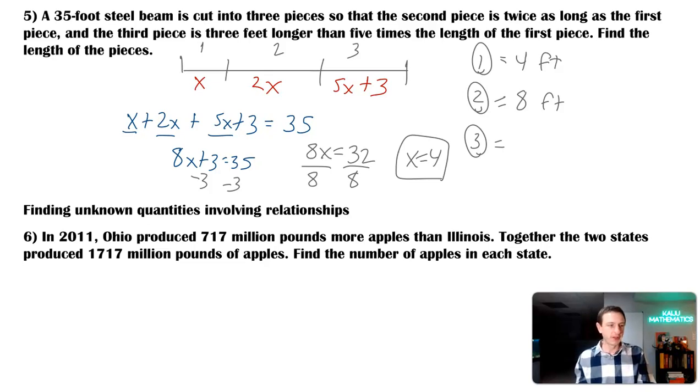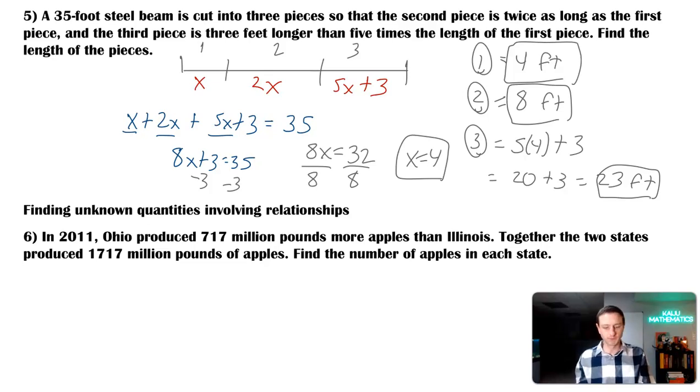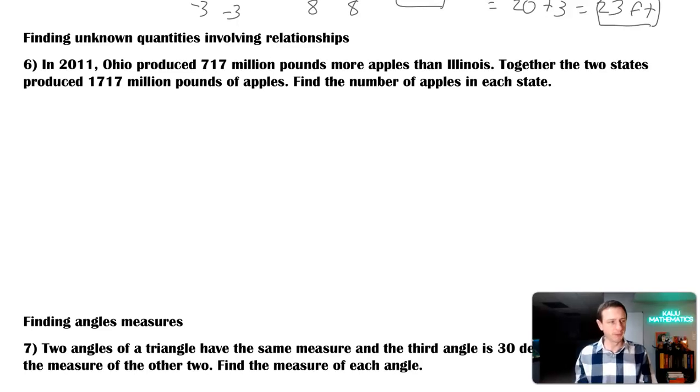And then piece number 3, that was 5 times the first plus 3. So 5 times 4 plus 3. 5 times 4 is 20. 20 plus 3 is 23 feet. And there are our 3 lengths. So 23 feet, 8 feet, and 4 feet. Good problem there. That was a good one to apply a lot of skills. Okay, a couple more problems.